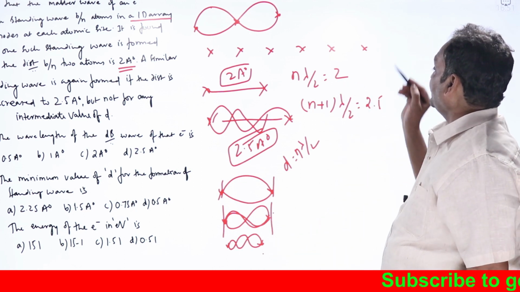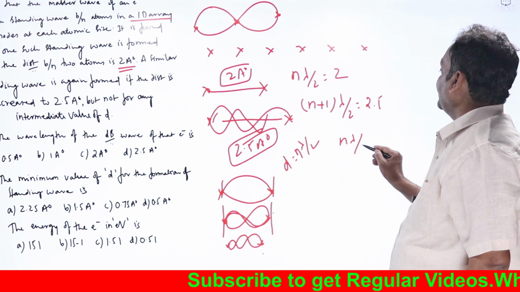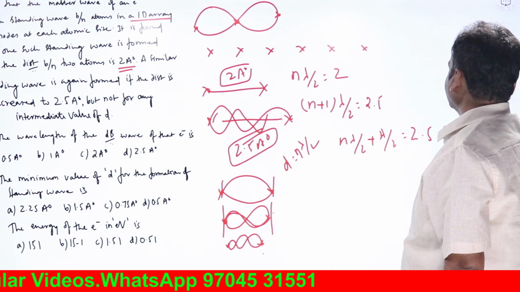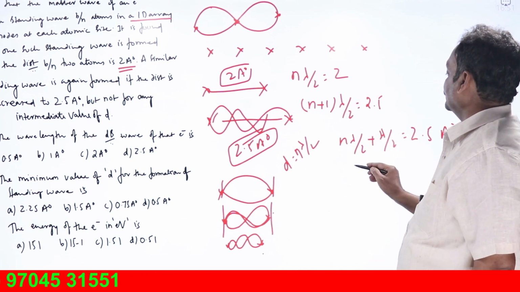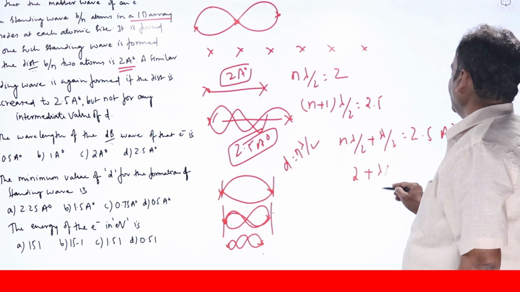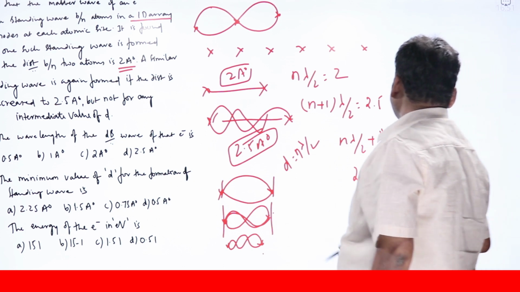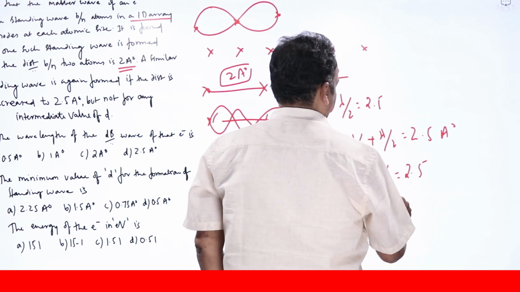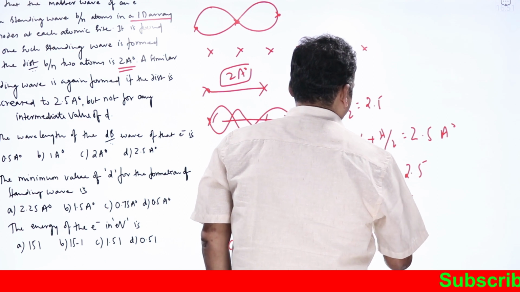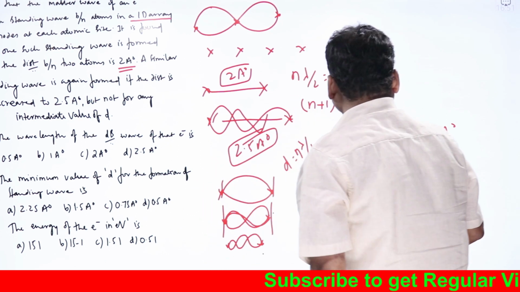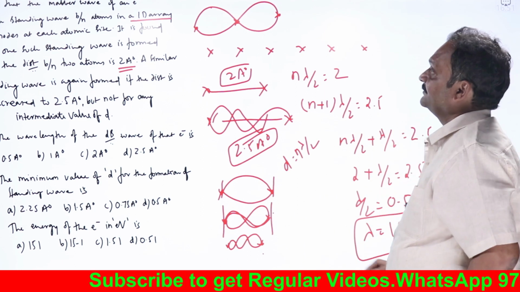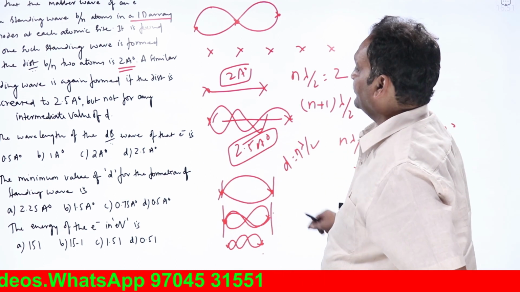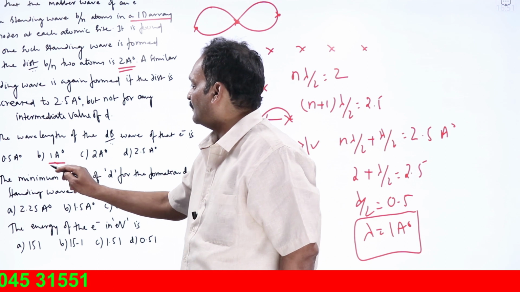Okay, so now see. n lambda by 2 is 2 angstroms. n lambda by 2 plus lambda by 2, I am splitting this, is equal to 2.5 angstroms. So n lambda by 2 is 2, 2 plus lambda by 2 is equal to 2.5, or lambda by 2 equals 2.5 minus 2, that is 0.5. Lambda equals 1 angstrom. So the de Broglie wavelength of that electron making a standing wave pattern between 2 atoms will be 1 angstrom.